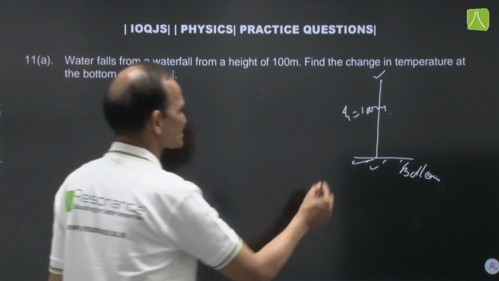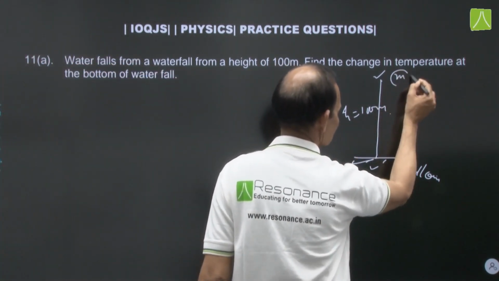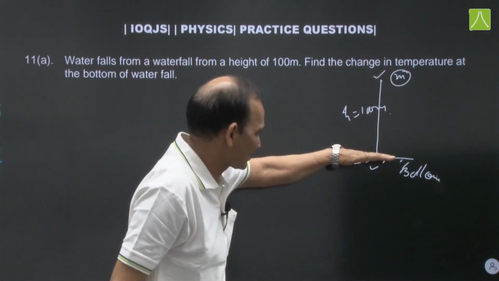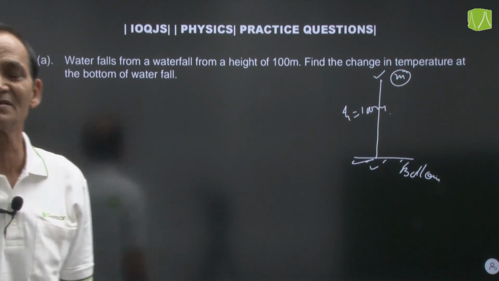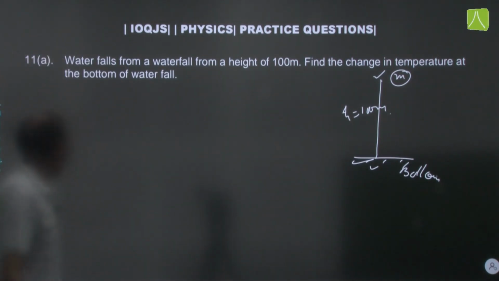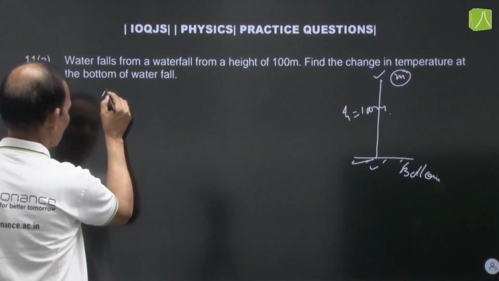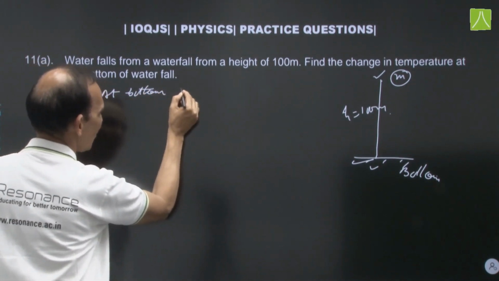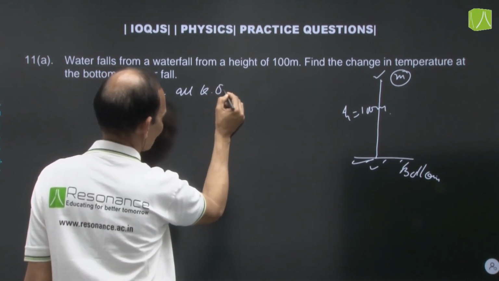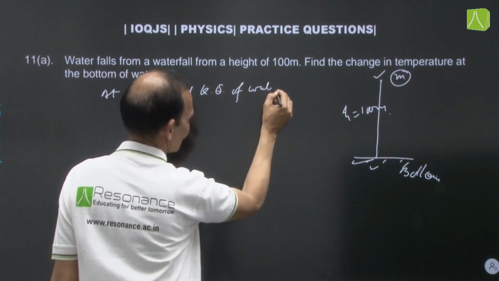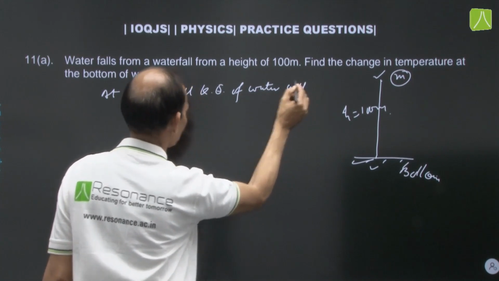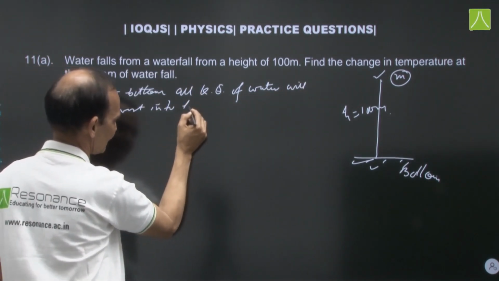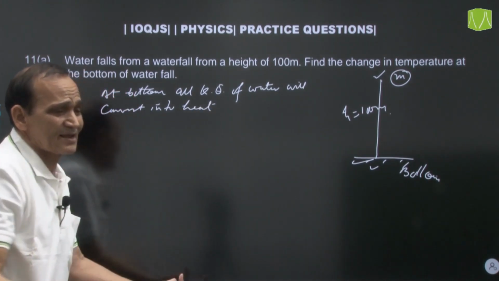तो मैं मान लेता हूँ mass here is m mass, इस height तक गिरेगा. तो all the potential energy when it will reach here converted into kinetic energy, this kinetic energy converted into heat. देखो at bottom all kinetic energy of water, okay, will convert into heat. But kinetic energy कहाँ से आया?